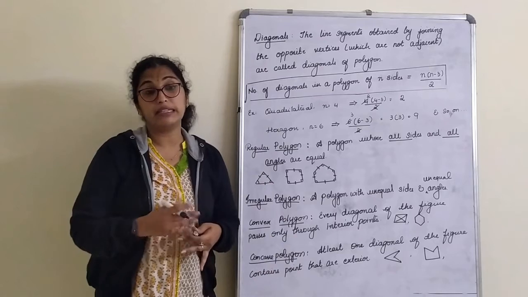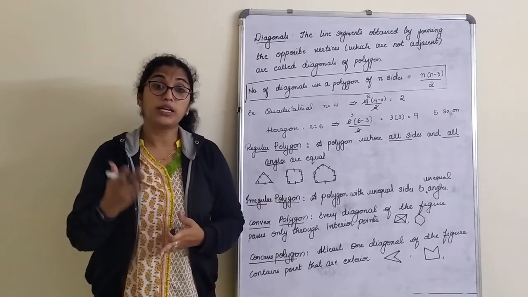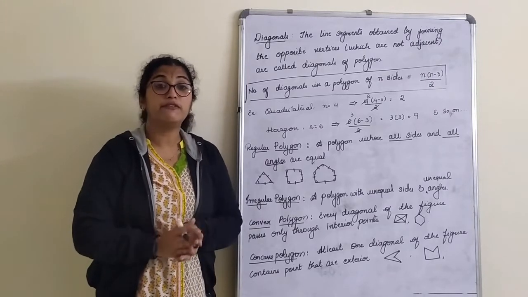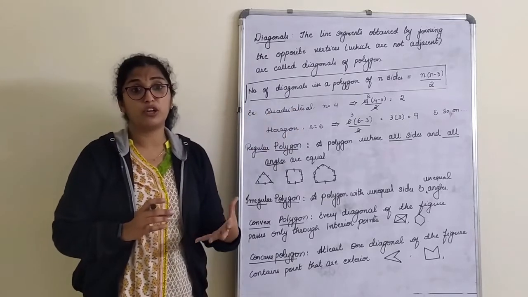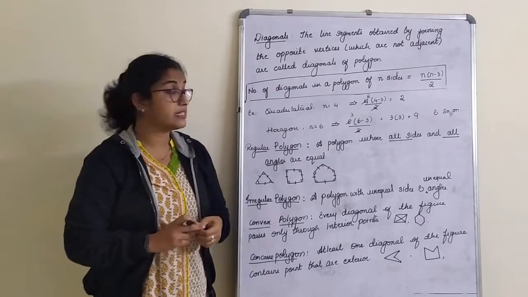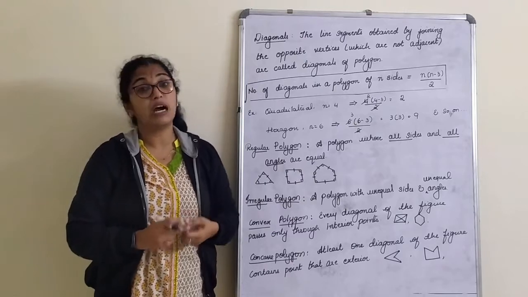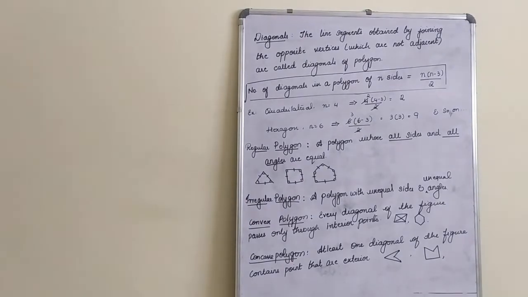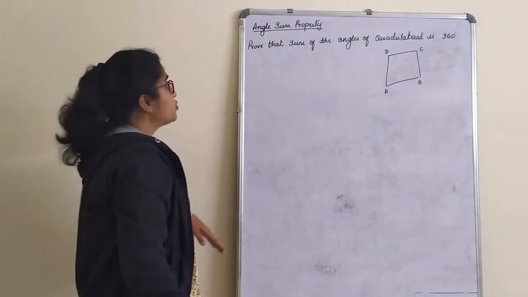So next we will discuss the angle-sum property of a polygon. We all know the angle-sum property of a triangle: the sum of all angles of a triangle is 180. Angle-sum property of a quadrilateral: there are 4 sides, and all 4 angles will come up to 360. What about a pentagon, hexagon and any other polygon? How to calculate that? Let us see now. So let us check that.